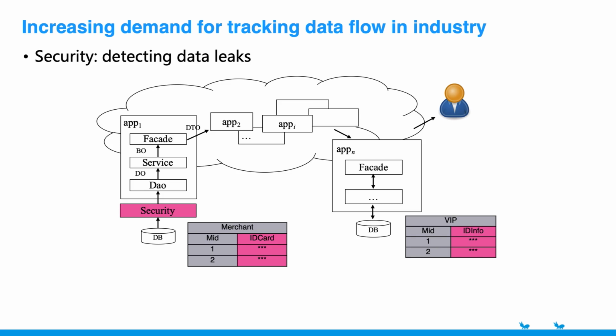In recent years, we have seen an increasing demand for tracking data flows in industry. A typical scenario is detecting data leaks, which happens when private or confidential information is released to an untrusted environment. Let's see an example. Suppose the column ID card in app 1 is marked as private. Any application that uses this piece of data directly or indirectly should be regarded as insecure.